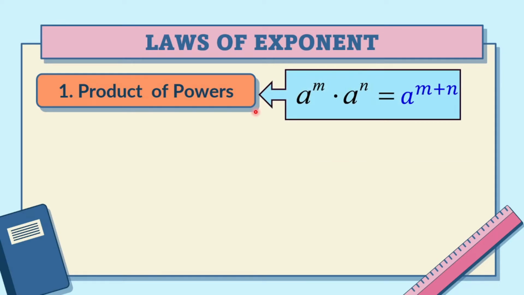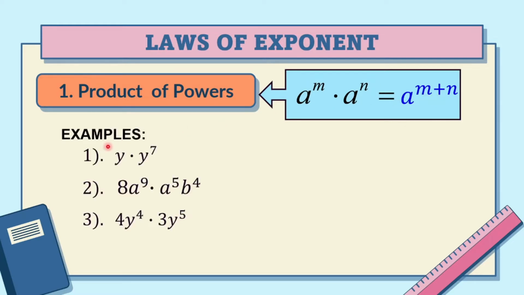So, pag sinabing product of a powers, ina-apply dito yung tinatawag na multiplication. Kung mapapansin ninyo, we have a raised to m times a raised to n. Kung papansinin, parehas sila ng base. At ang mangyayari sa mga exponents nila ay i-apply ang addition.